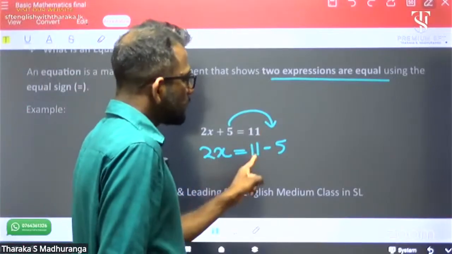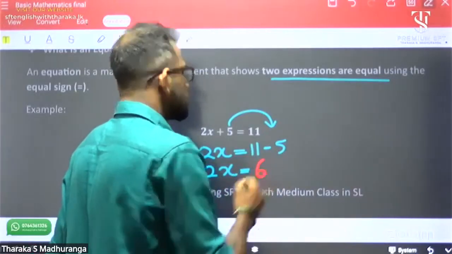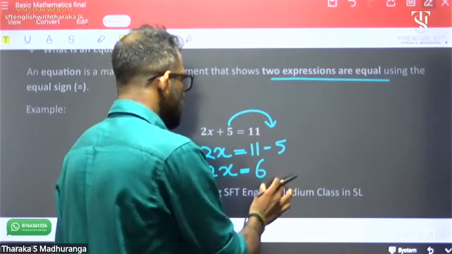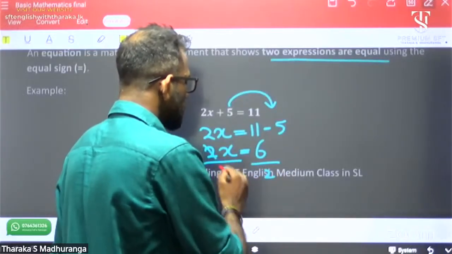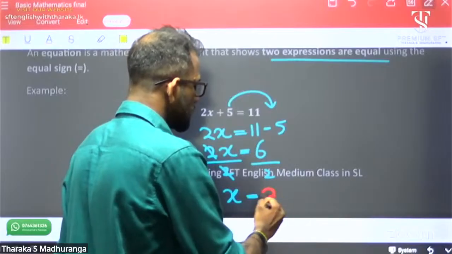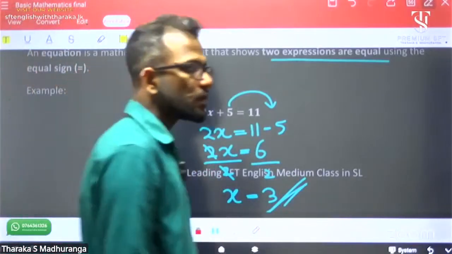2x equals 11 minus 5, so 2x equals 6. Then divide both sides by 2. The 2s cancel, so x equals 3.